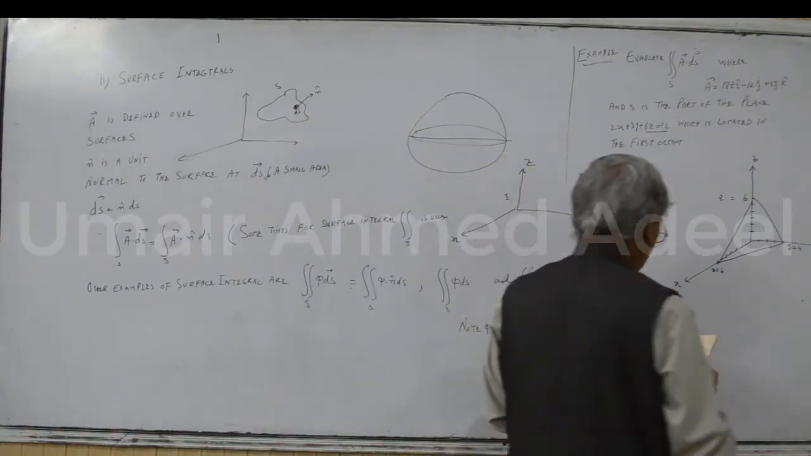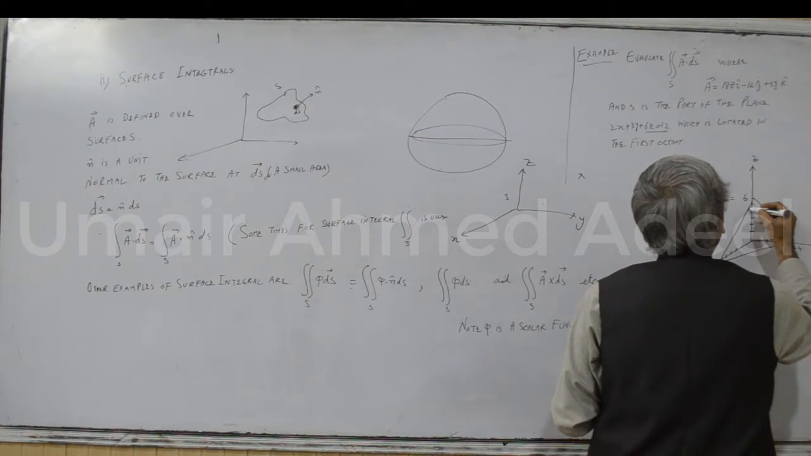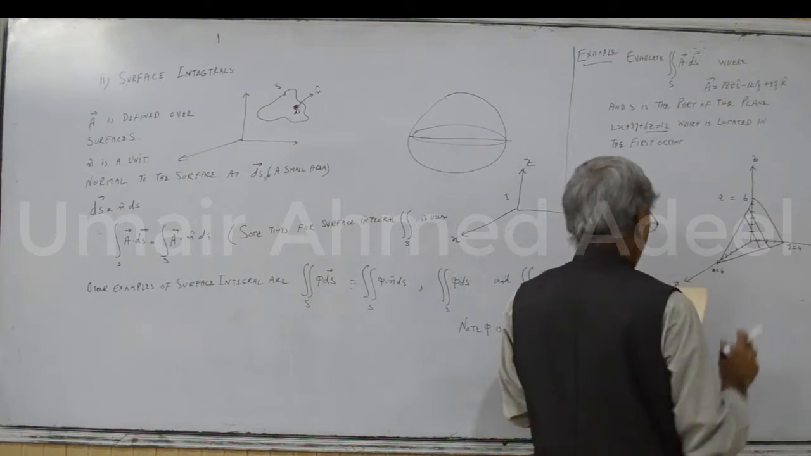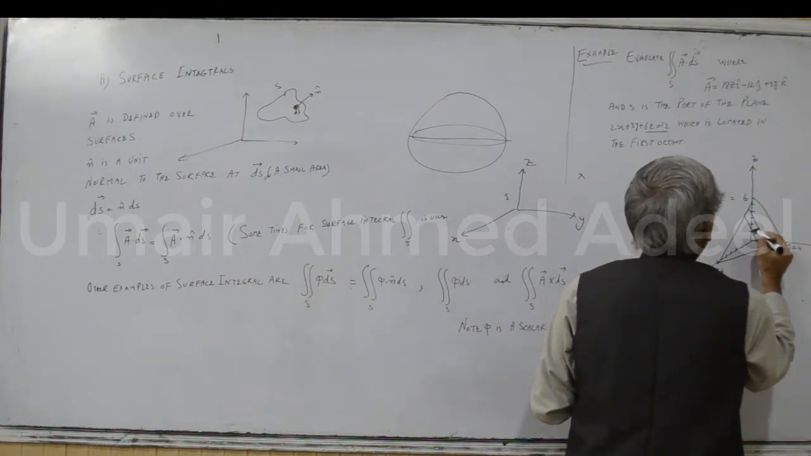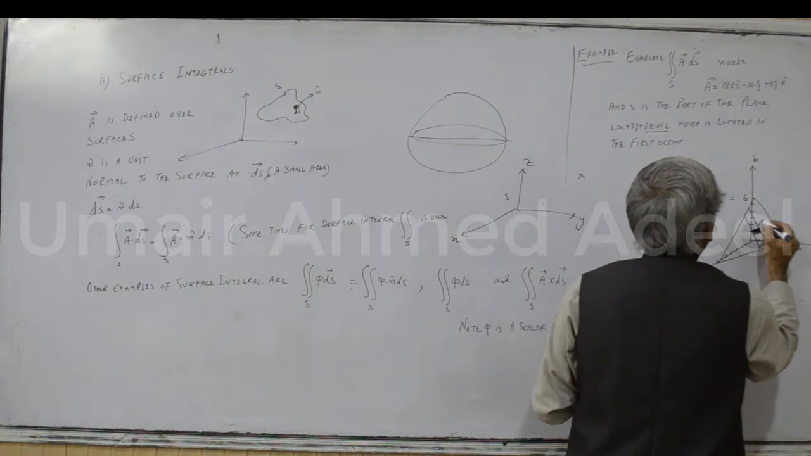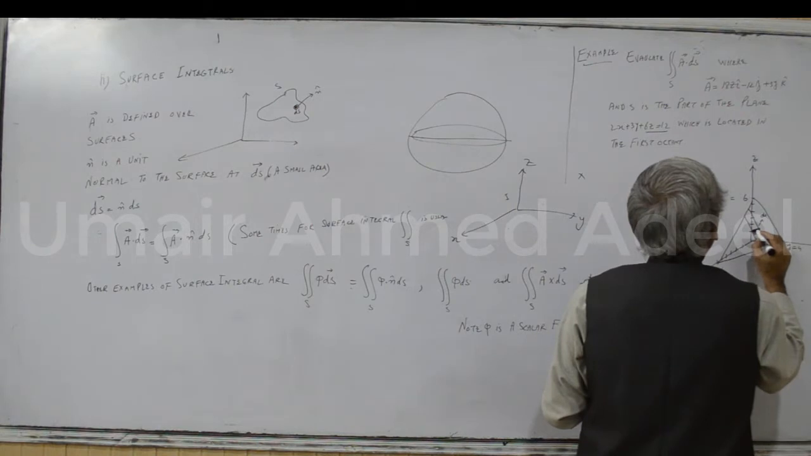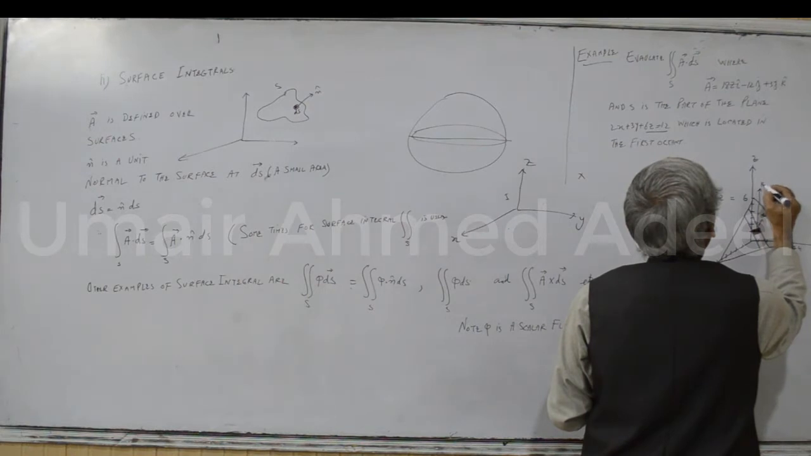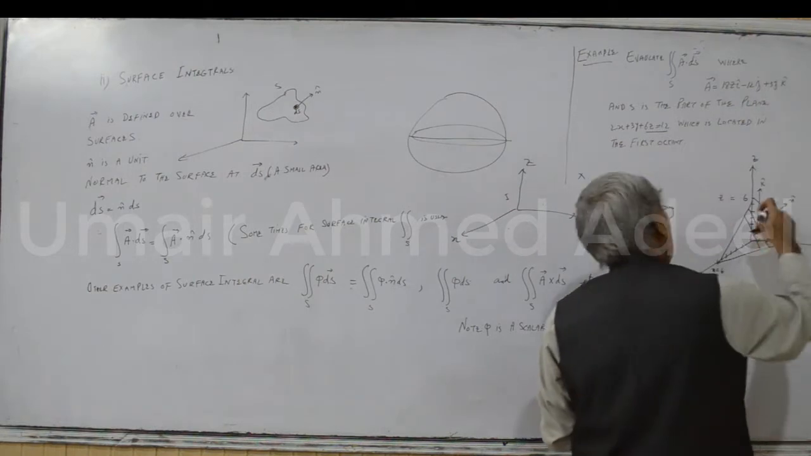Now what we do, we take a small portion of this surface, and then out of that we take small ds. This is your ds. Okay, and k is a vector which is parallel to the z direction, a unit vector. n is a vector which is perpendicular to this.